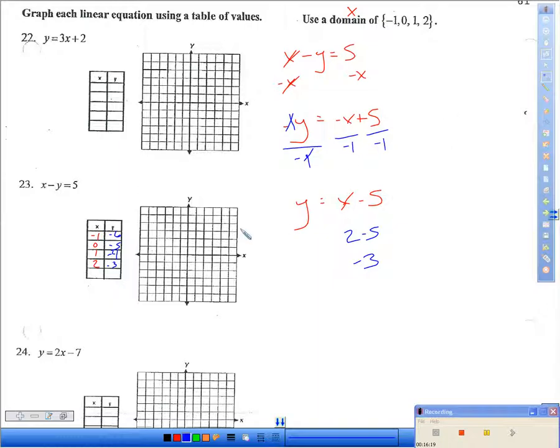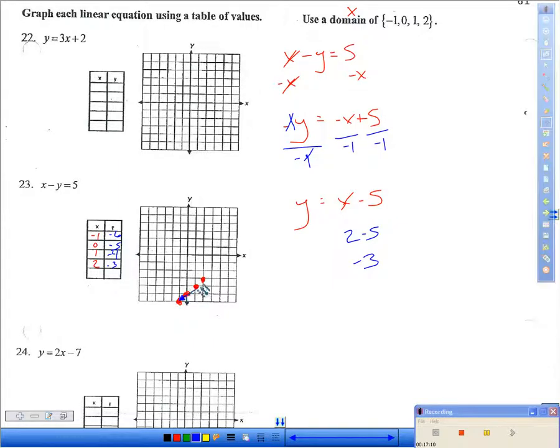The third step we said in graphing a linear equation is to plot those points on the number line. So -1, -6 would be located here. 0, -5 would be here. 1, -4 would be here, and 2, -3 would be here. If we've done this correctly, knowing that this equation that we started with is a linear equation, our points should form a straight line. If they don't, then we know that we messed up somewhere.